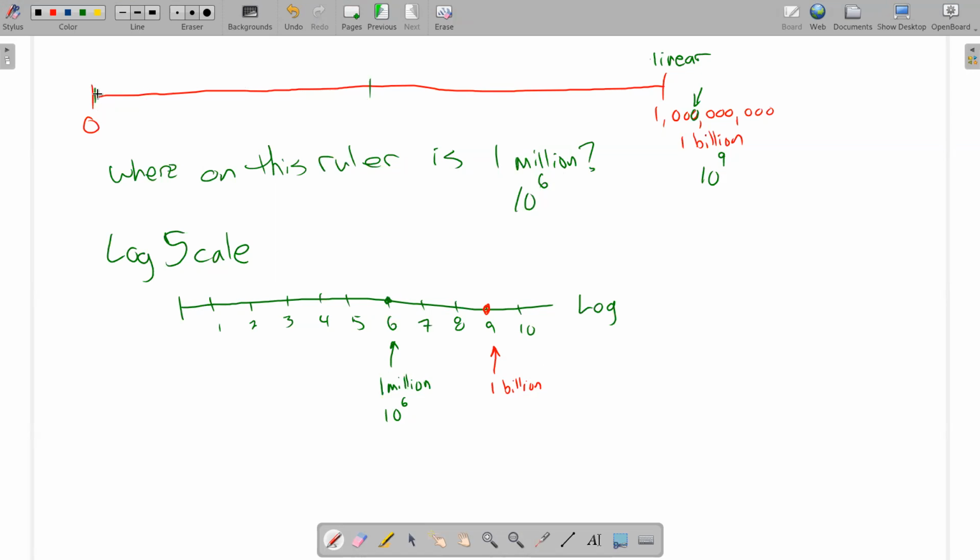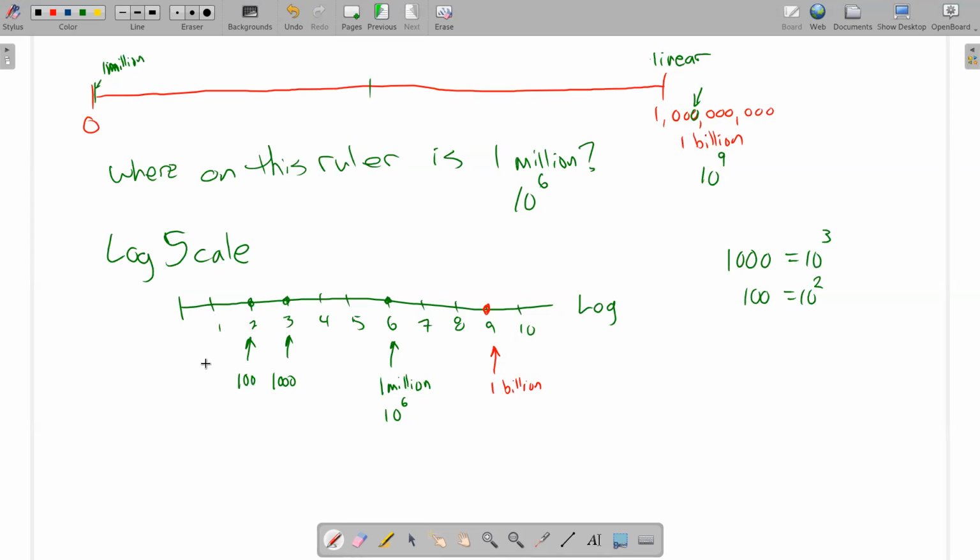So on a linear scale, this right there is 1 million. If that's 0 and this is 1 billion on a linear scale. On a logarithmic scale, that's where they live. Where would 1,000 live on this scale? 1,000 is 10 to the 3rd power. So right here, that would be 1,000 on this scale. 100 is 10 to the 2nd power. So on a log scale, right there would be 100. Why? Because it's 10 to the second power.